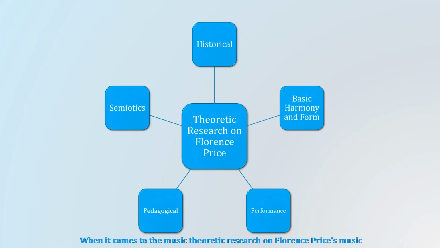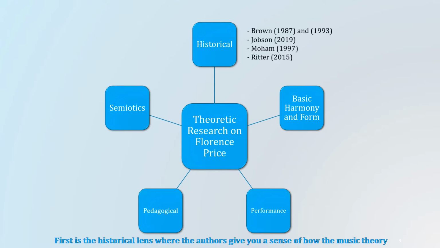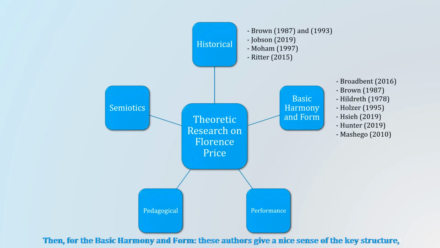When it comes to the music theoretic research on Florence Price's music, I've arranged a lot of the essays and books and journals that I've read into 5 main lenses through which the authors look at the music. First is the historical lens, where these authors give you a sense of how the music theory plays into general trends around the timing of the works and the time period, as well as how it pertains to her own life and history. Then for the basic harmony and form, these authors give a nice sense of the key structure and basic harmonic analysis and formal sections of the works that they look at.